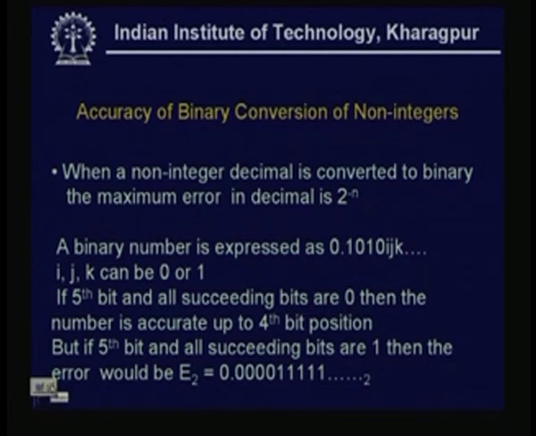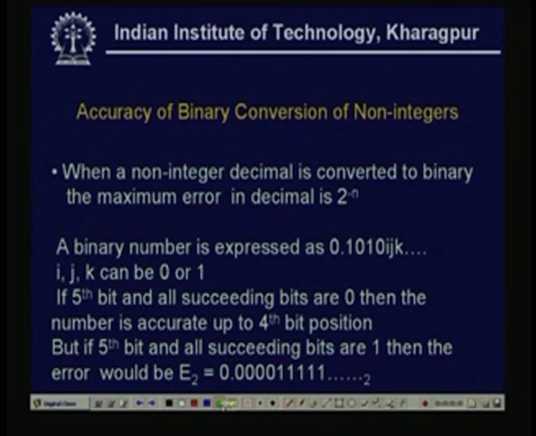See why we are telling this. A binary number is expressed as, say, 0.1010 i, j, k, l, like that. That means, here after the decimal point I am taking, say, 7 bits. Since it is converted to a binary number system, i, j, k are 0 or 1. Up to 4 bits the 1 or 0 value is already there, but from the 5th bit onwards I have represented the bits as i, j, k, like that. That means i, j, k can be either 0 or 1.